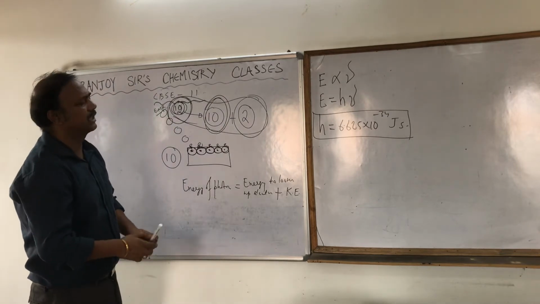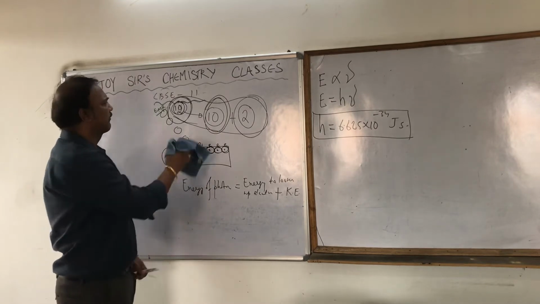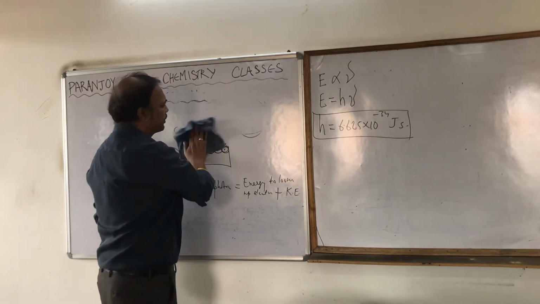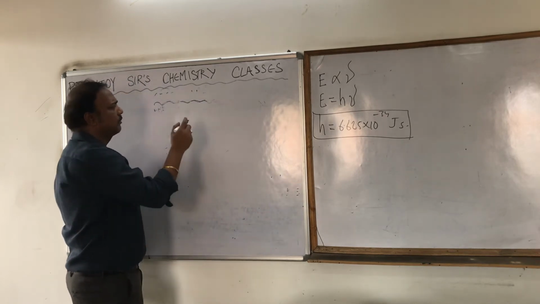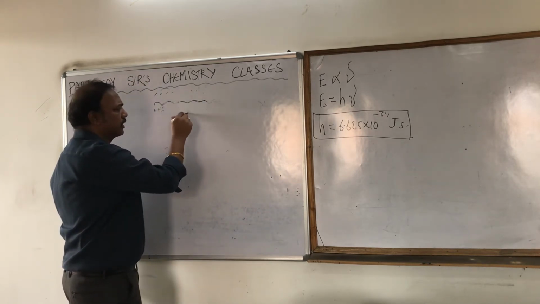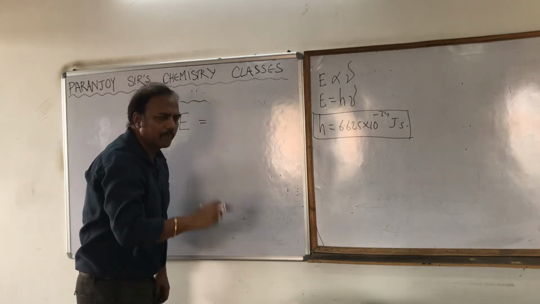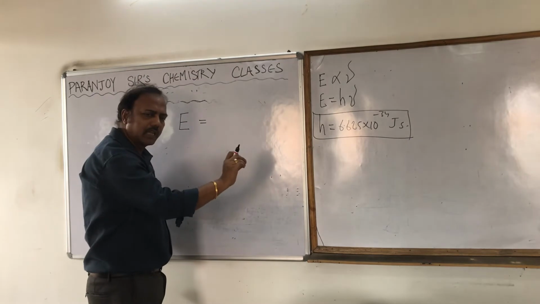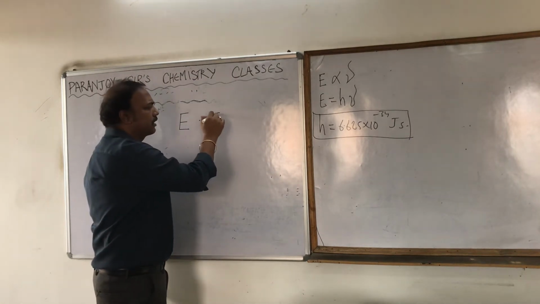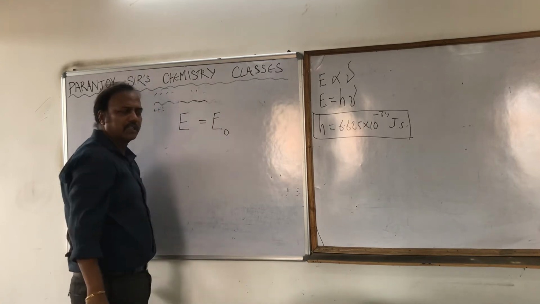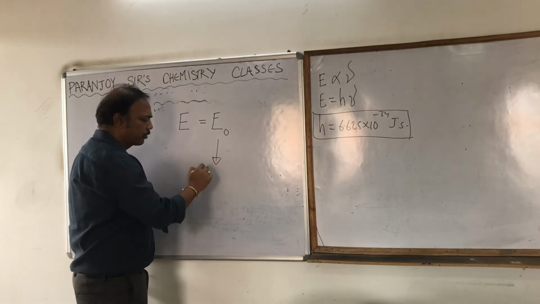That is the mathematical expression of photoelectric effect. So what can we write over here? We can write energy of photon. Now mathematically we can write energy of photon, that is E, is equal to some minimum energy which is required to take out the electron from the metal surface. That minimum energy is represented by E0, and this particular energy is called threshold energy.